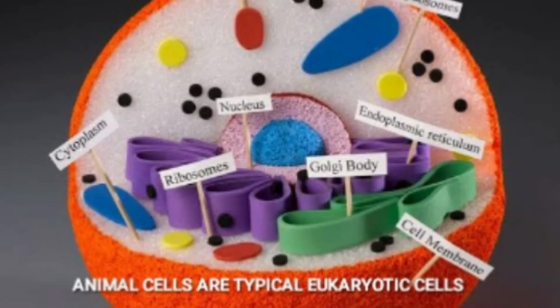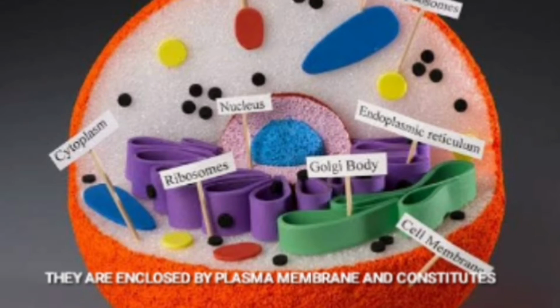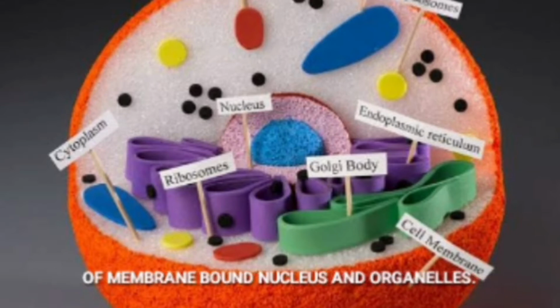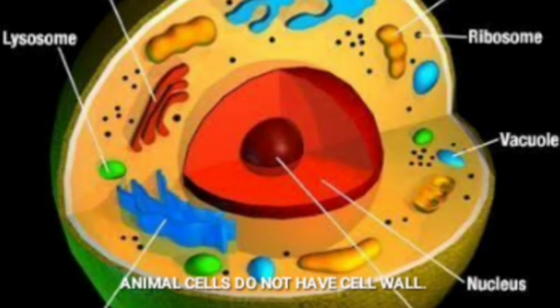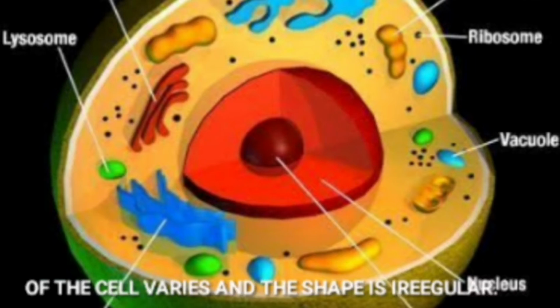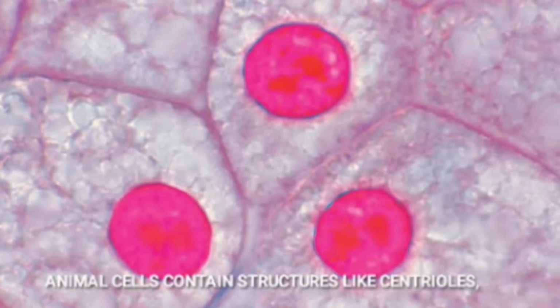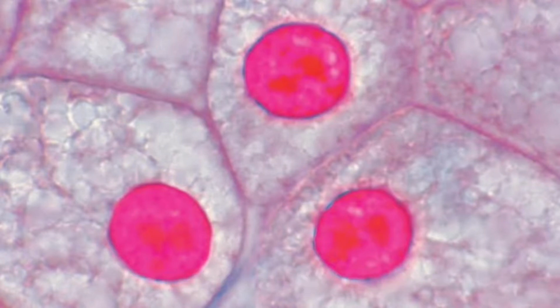Animal cells are typical eukaryotic cells. They are enclosed by a plasma membrane and consist of a membrane-bound nucleus and organelles. Animal cells do not have a cell wall. Due to the lack of the cell wall, the size of the cell varies and the shape is irregular. Animal cells contain structures like centrioles, cilia, flagella, and lysosomes.